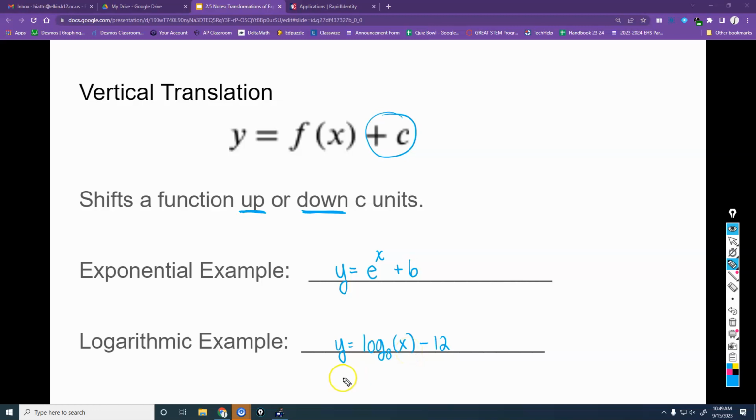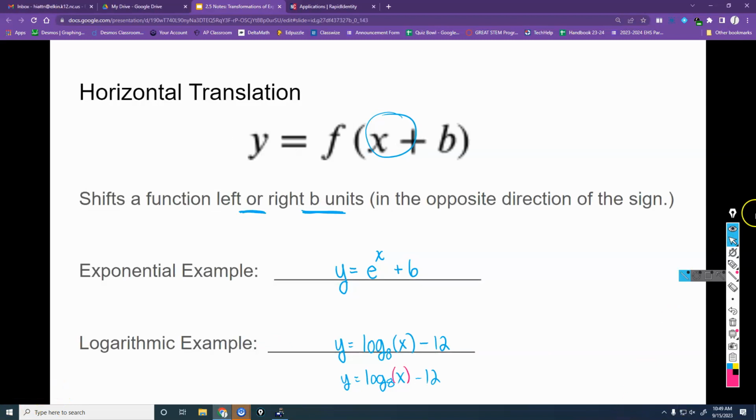Sometimes you'll see this written. It'll look like this. Y equals log base 8x minus 12. If they don't put parentheses at all, then they're assuming just the next thing after it is in the parentheses. Okay. So numbers on the end move our graph up or down.